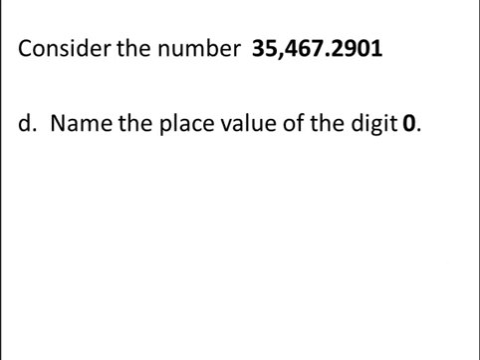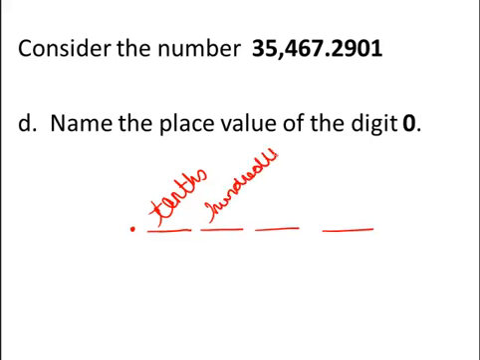Now, part D asks us to name the place value of the 0. The 0 is to the right of the decimal point. So let's review these place value names again. The first were the tenths, followed by the hundredths, then the thousandths, and the 10,000ths.